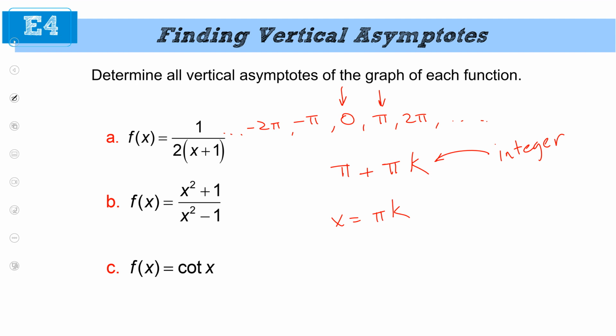Now, what you can't do, if we're talking tangent, you can't do that, because 0 is not an asymptote. Tangent has asymptotes at pi over 2, 3 pi over 2, et cetera, et cetera. So it changes. If it's a sine or cosine function, this won't be pi because the period for sine and cosine is 2 pi.